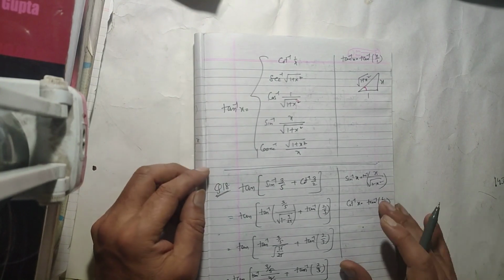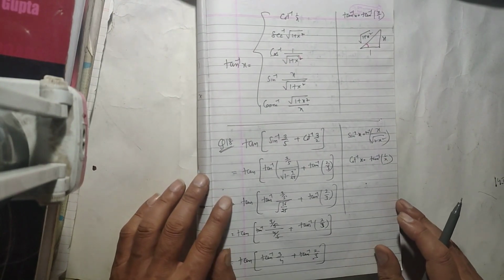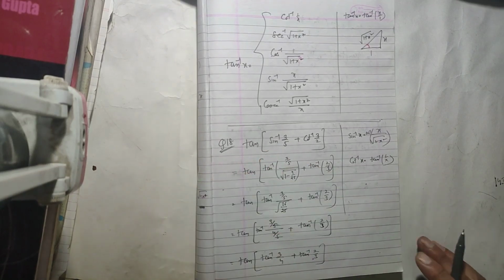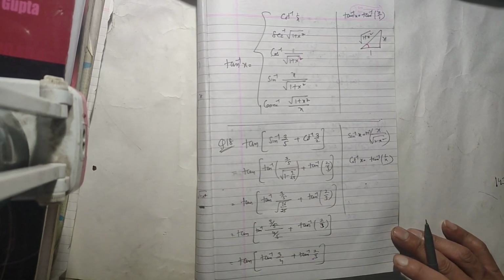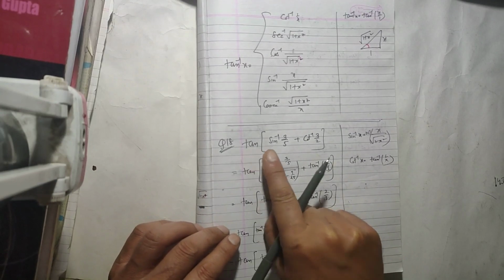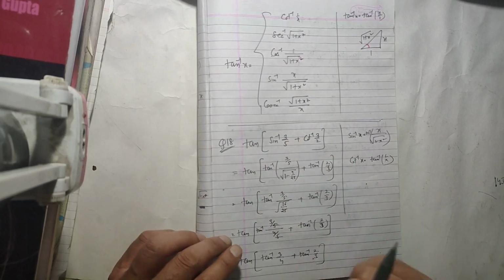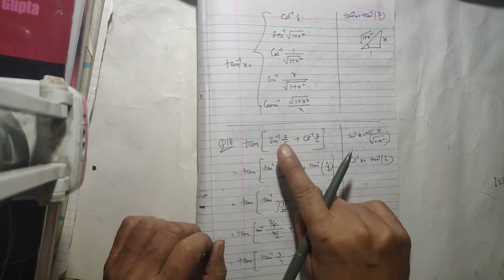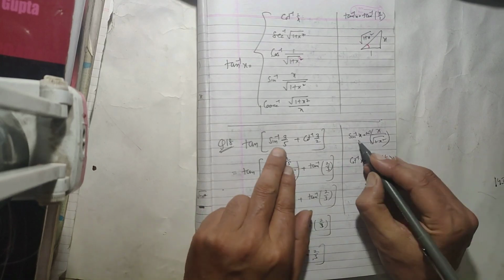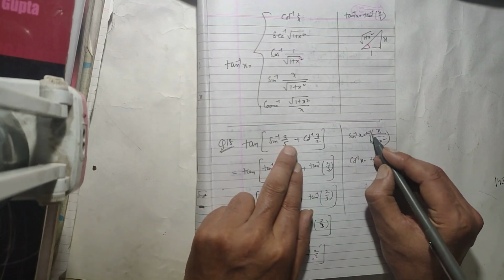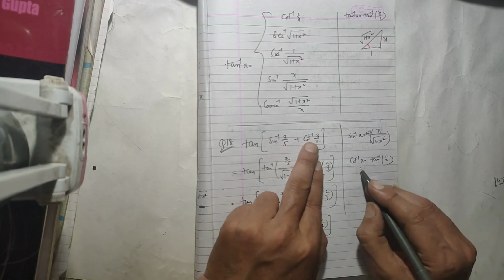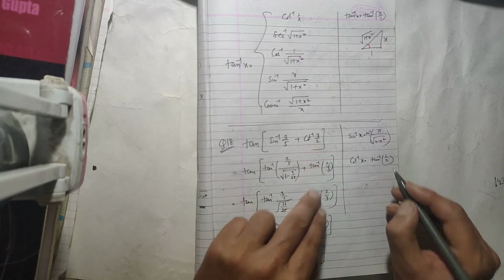Now come to question number 18. In 18 we have to evaluate tangent of sine inverse 3 by 5 plus cotangent inverse of 2 by 3. Outside there is a tangent, and inside there is a sine inverse and a cotangent inverse. To simplify we should convert these two t ratios in terms of tangent. You know that sine inverse x is equal to tangent inverse x upon root of 1 minus x square, and cotangent inverse x is equal to tangent inverse 1 by x.